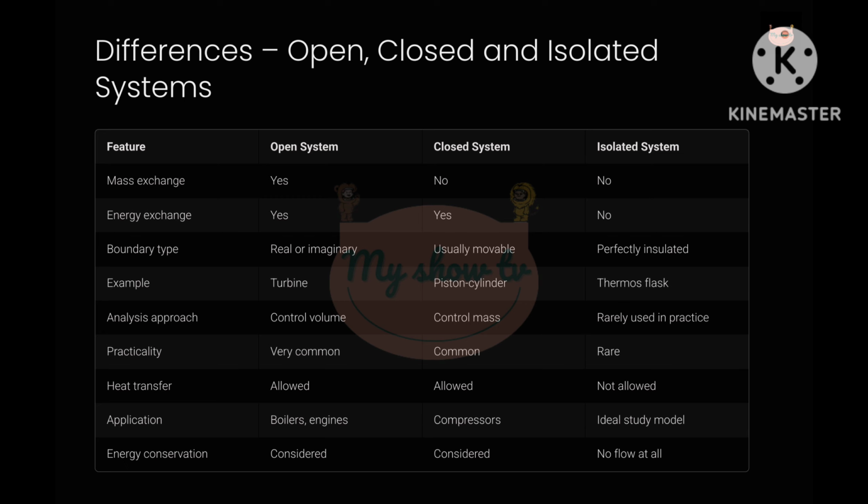Slide 5. Differences: open, closed, and isolated systems. This table compares the three types of systems based on key features. In summary, open systems are widely used and involve both heat and mass flow. Closed systems are common in ideal cycle analysis. Isolated systems are mostly theoretical models used to simplify complex problems. Understanding these differences helps students select appropriate systems for engineering problem solving.